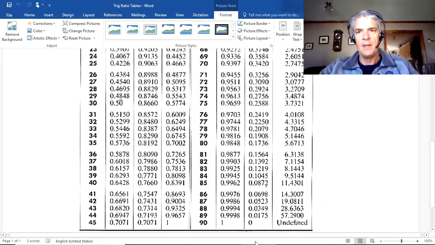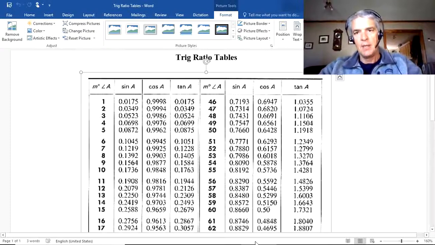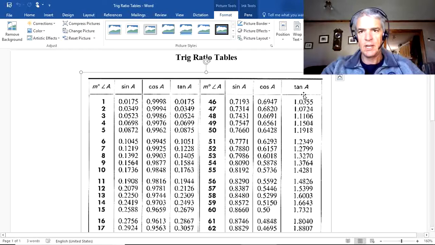45 goes to 1. And then I have to come back up to the top. And now look over here. I'm going to use my pen and circle right here. Look, it's increasing. Where's 1.5? Oh, it's right in here. It's between 56 and 57.